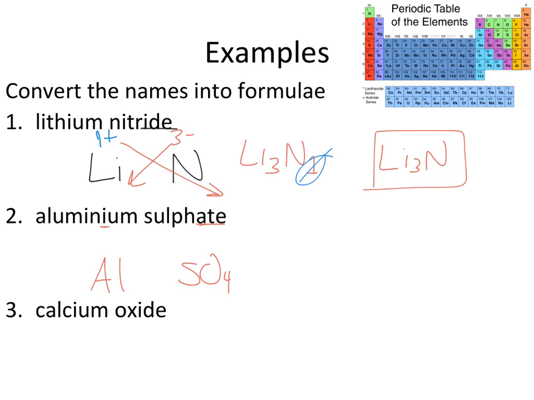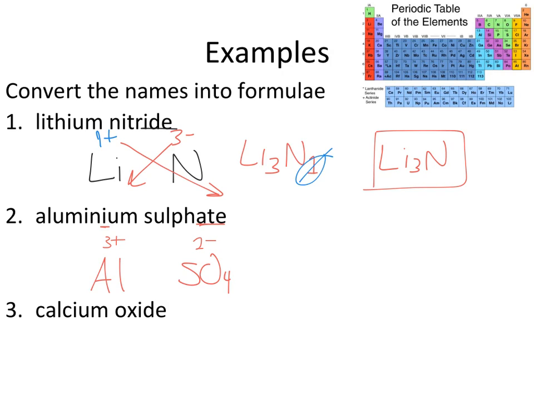Now, what's the charge of aluminum? Well, if we look to aluminum, aluminum is right over here. It's in group 3, and it's a metal. So a metal will lose. It's going to lose 1, 2, and 3 to become 3 plus, not to become a noble gas, but to have a noble gas configuration. Now sulfate we can't find on the periodic table, that just has to come from memory. Sulfate has a charge of 2 minus.